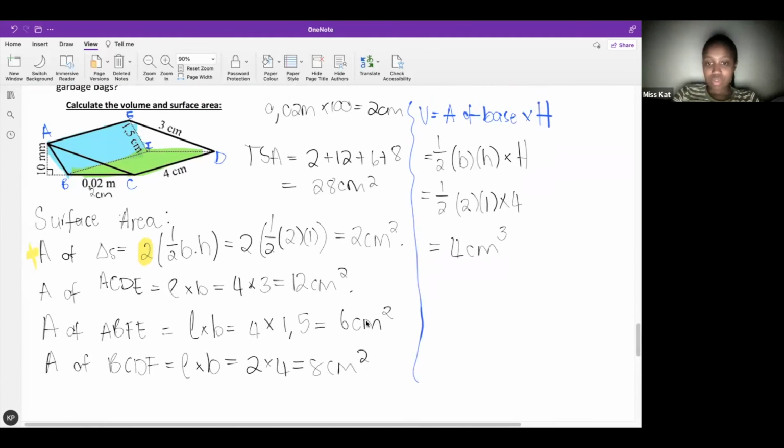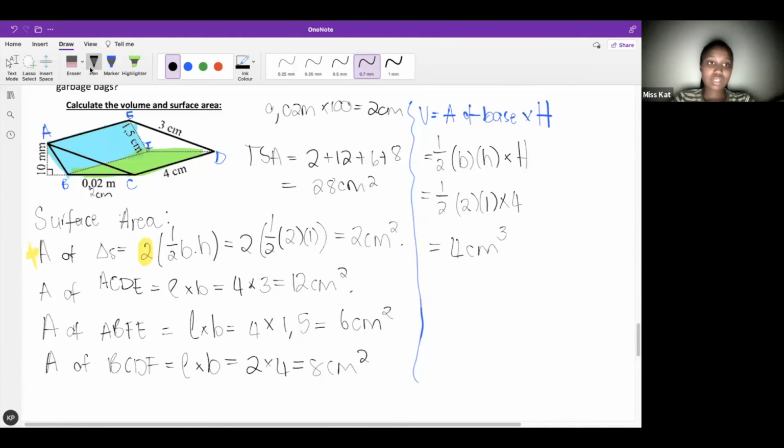Tato says, why did we use 2 and not 0,02? Look carefully. It was 0,02 meters. So we converted it to centimeters so that everything had the same unit. Even here, we converted it to 1 centimeter.